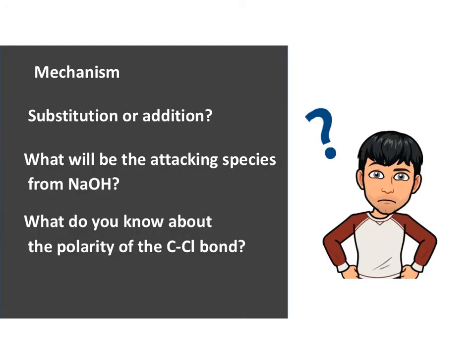So let's have a think about this mechanism. Is it going to be substitution or addition? And what will the attacking species be from NaOH? It's also interesting to think about what we know about the polarity of the C-Cl bond as well. And perhaps by adding those ideas together, we can come up with the mechanism name, whether it's nucleophilic or electrophilic, and whether it's addition or substitution.